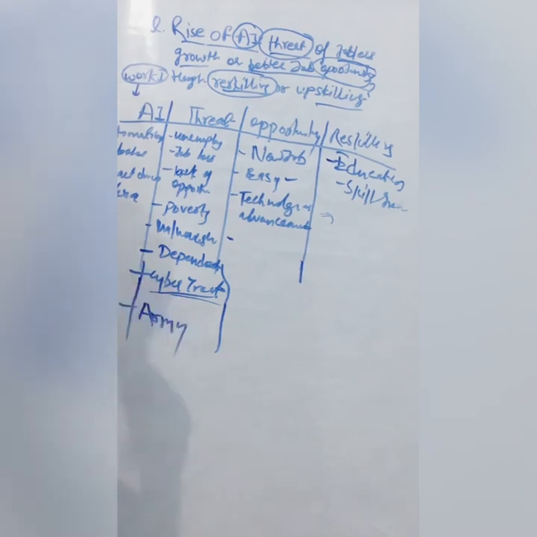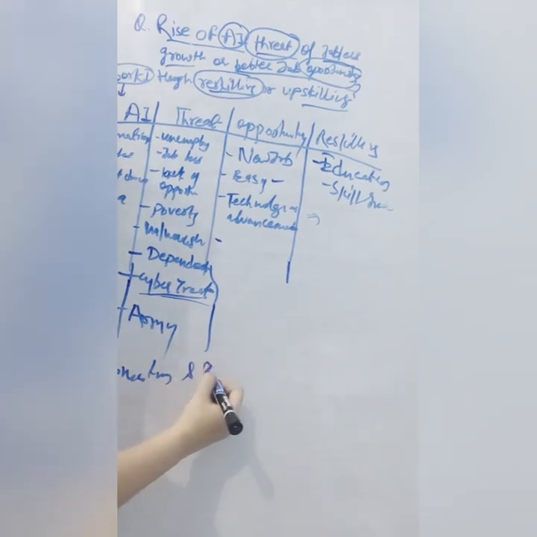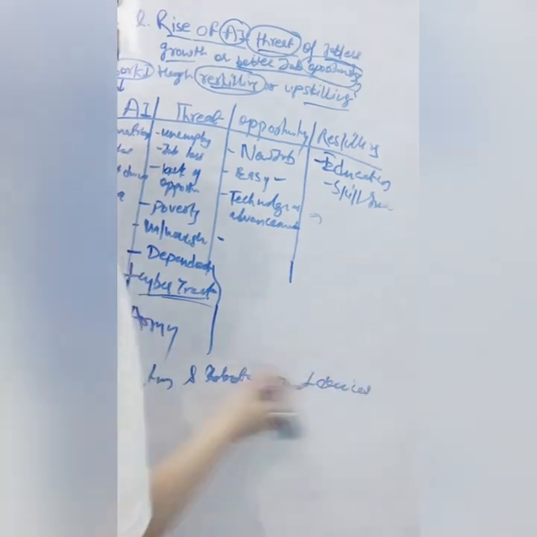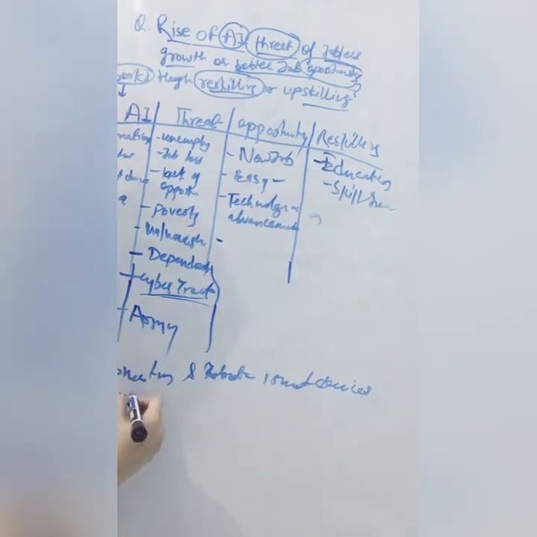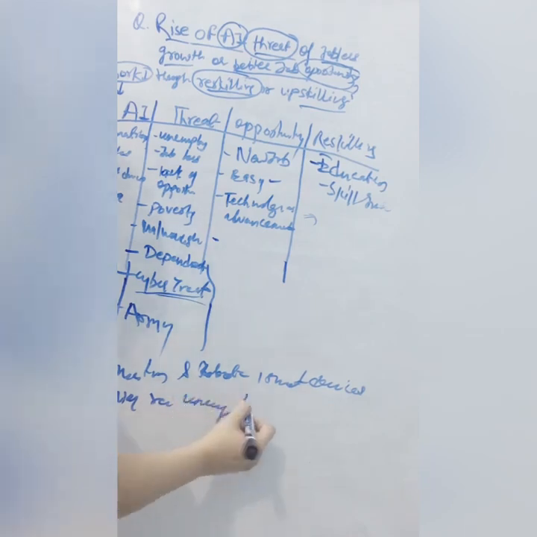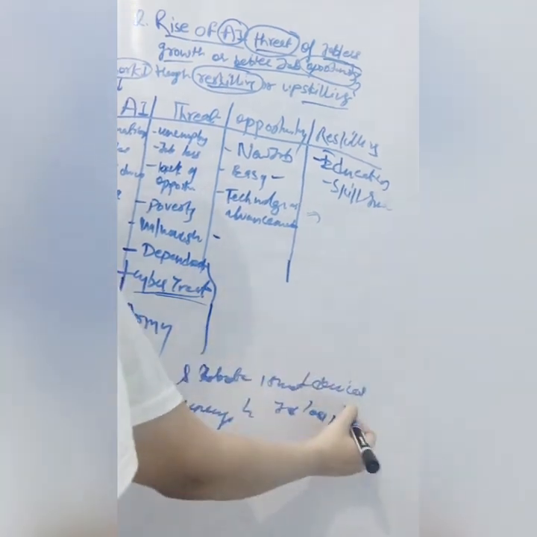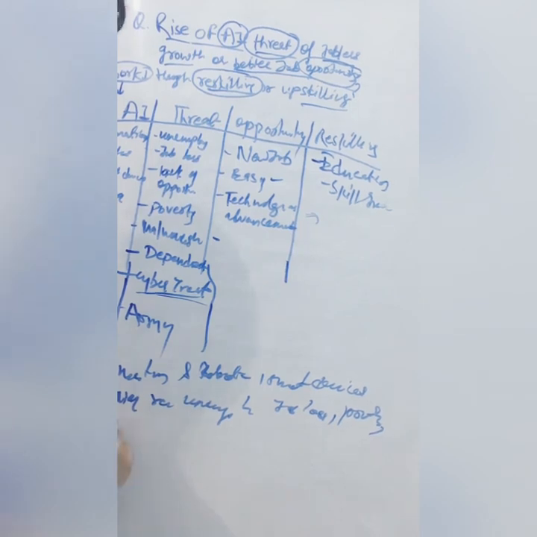We can rephrase the topic in such a way. For example, rise in automation and robotics, smart devices, may result in unemployment, job loss, and a lot of threats like poverty, and then cyber security threat.